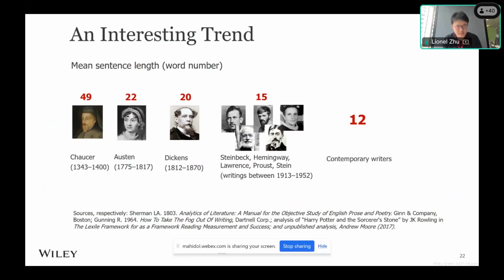This is one slide made by our global marketer. The red numbers are the average number of words in each sentence over time, starting from the 14th century writer Chaucer, then Austen, then Dickens, Hemingway, and then the writers right now. So you can see that even for novels and literature, the expression is getting simpler and easier to read. It is the same trend as the research papers. Okay.